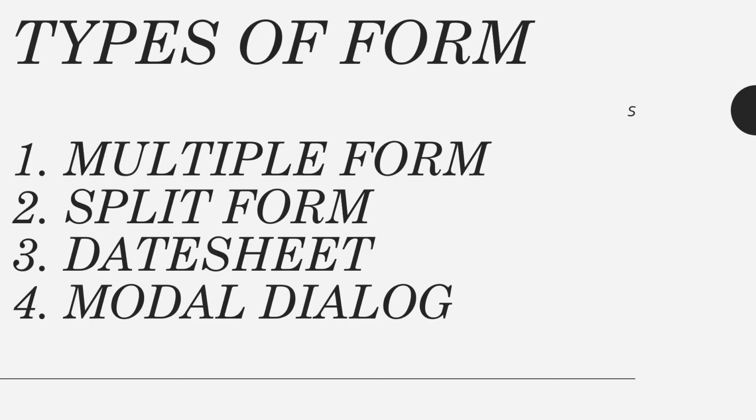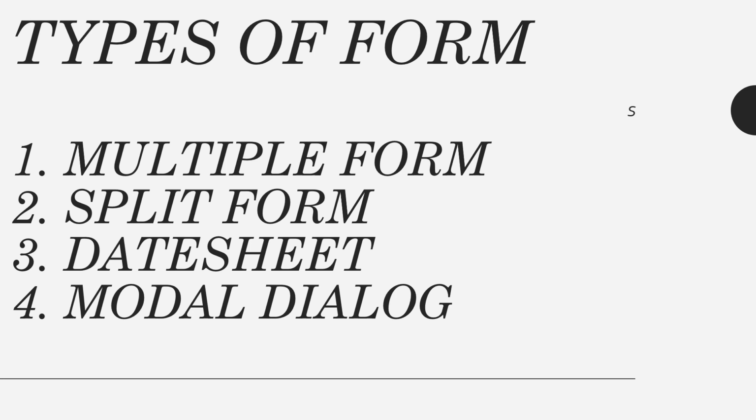Now we'll discuss types of forms. There are four types of forms. First is multiple items form, second is split form, third is datasheet form, and the fourth is modal dialog form. Multiple items forms are the forms in which we have multiple items, where more than one record can be displayed in a form. Next is split form.